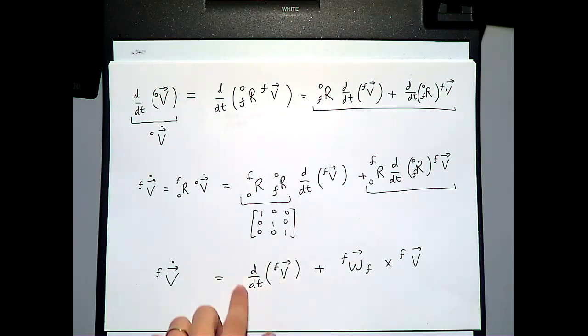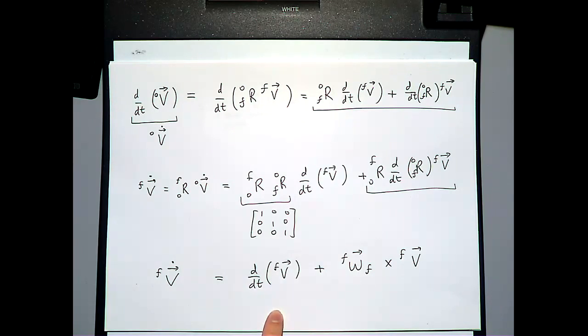And the meaning of that physically is, if you are sitting on frame f and you are unaware of your own motion with frame f, you will perceive, you will think that the vector v is changing by this amount.